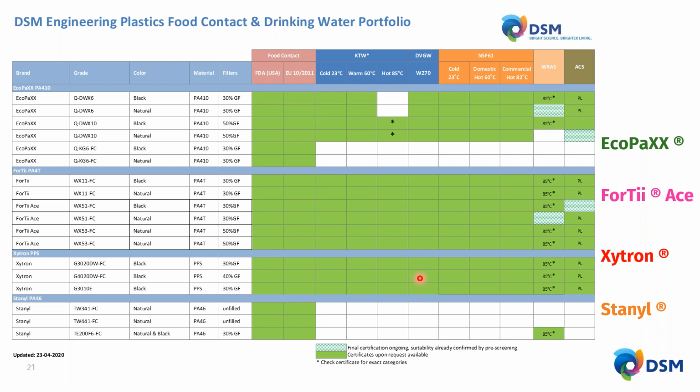We have a range of grades for the food and water contact market based on Xytron, PPS, 4OAs, and Ecopaxx, and Stanyl mainly for food contact applications, and Ecopaxx as well for food contact applications.